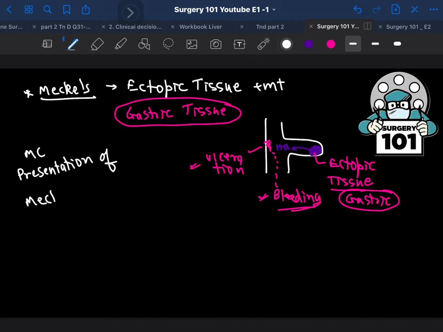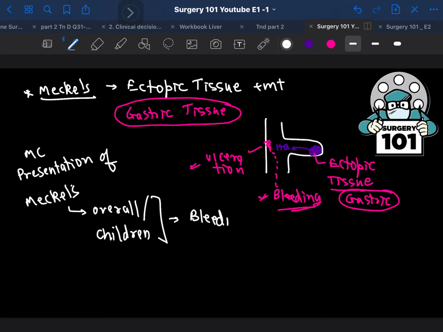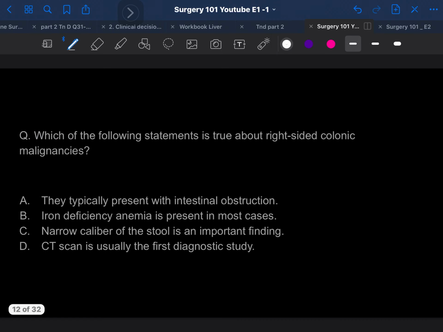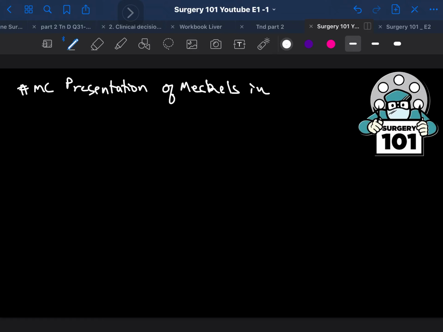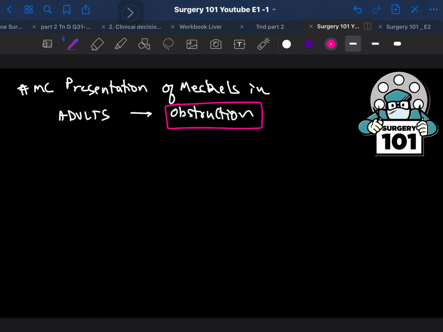This is why the most common presentation of Meckel's diverticulum overall, or in children, is bleeding. But if they ask you what is the most common presentation of Meckel's diverticulum in adults, the answer is obstruction, intestinal obstruction. This is the most common presentation of Meckel's diverticulum in adults, right?